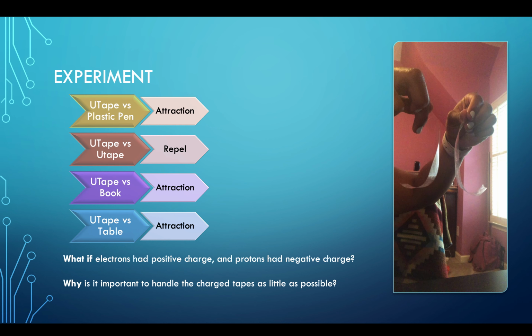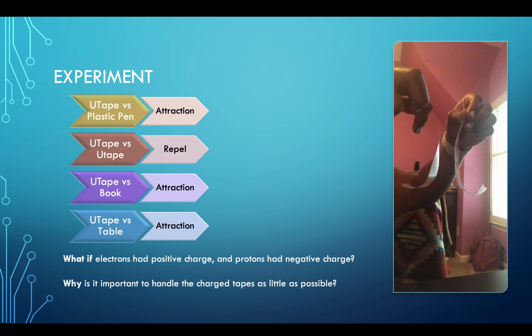What if electrons had a positive charge and protons had a negative charge? The relationships would seem the same, given that the charges would just switch on the objects and would still repel or attract based off the opposite charges, but the actual charge on that body would be different.